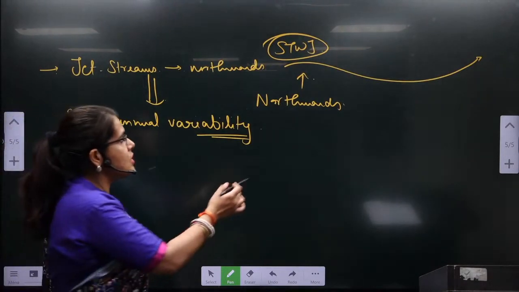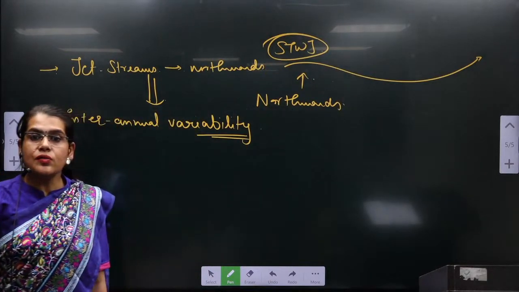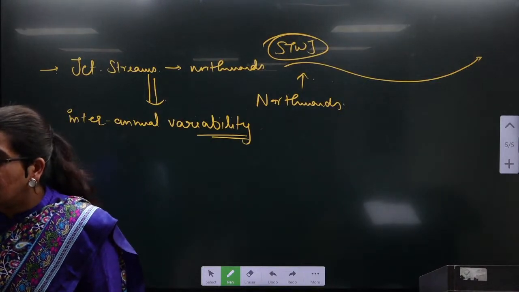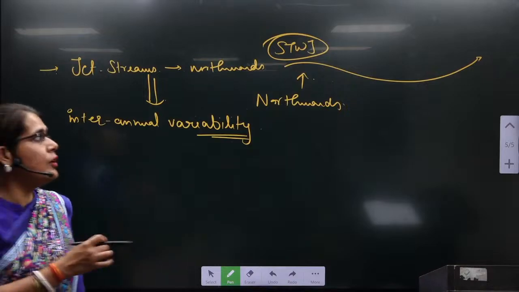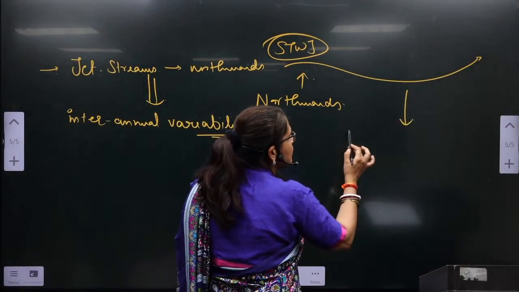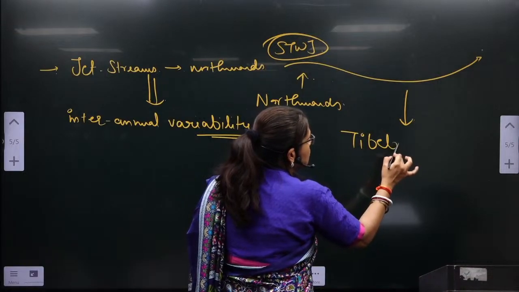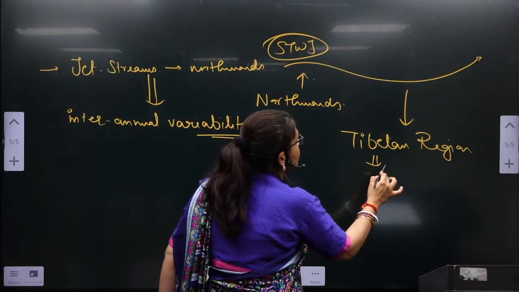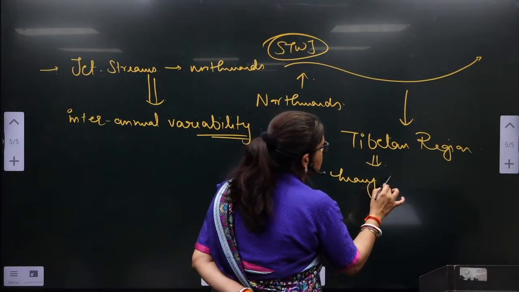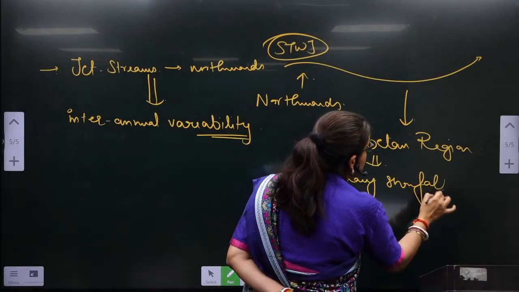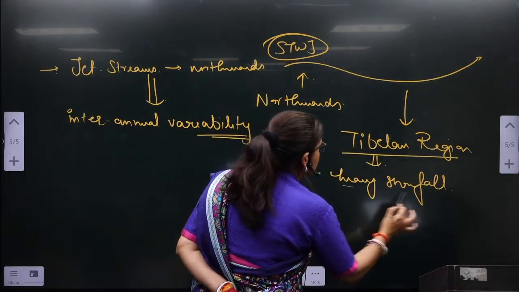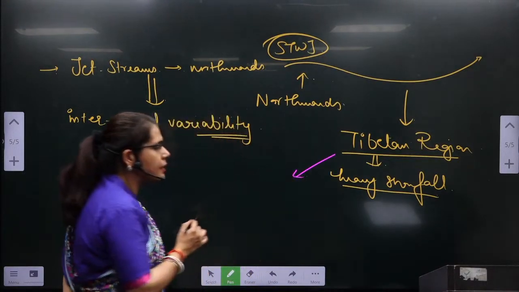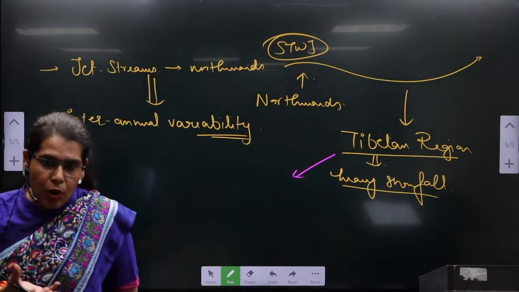Now with the northward shift, what would happen? These cyclones which were being carried towards parts of India are now being carried towards parts of the Tibet region. So heavy snowfall would happen where? Across the Tibet region. Heavy snowfall. And what happens is, when this happens, in that particular year, snow does not melt properly during the summer season.